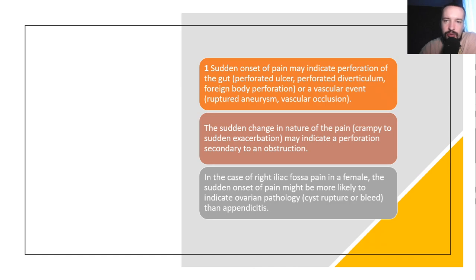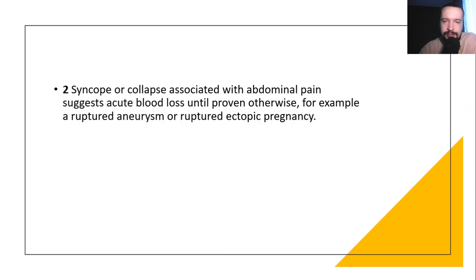First, sudden onset of pain may indicate perforation of the gut, perforated ulcer, perforated diverticulum, foreign body perforation, or a vascular event, rupture, aneurysm, vascular occlusion. A sudden change in the nature of the pain, from cramping to sudden, constant pain, may indicate a perforation secondary to an obstruction. In the case of right iliac fossa pain in a female, the sudden onset of pain might be more likely to indicate ovarian pathology, cyst rupture or bleed, than appendicitis.